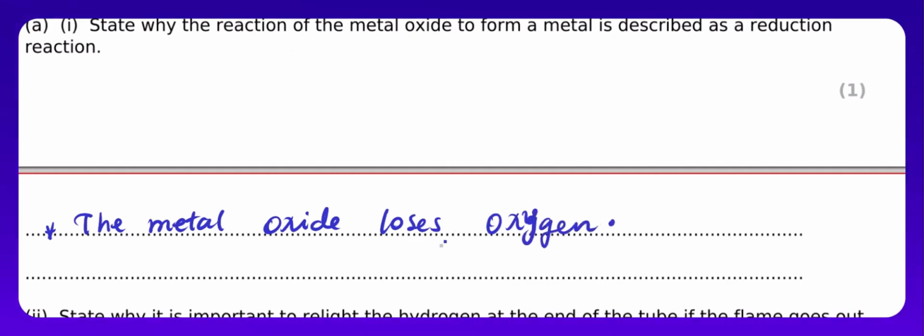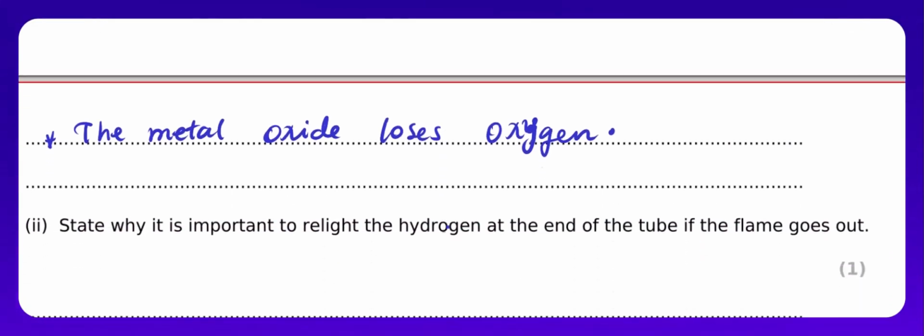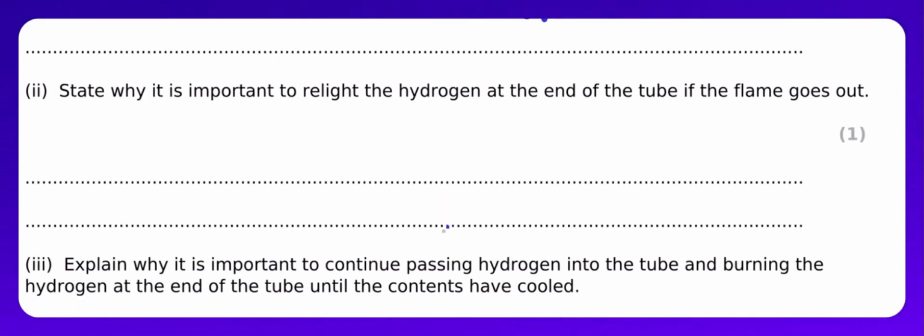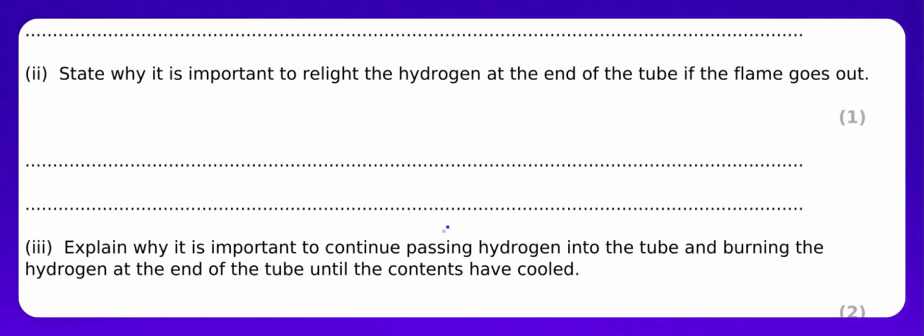So basically, this is an act of reduction. So we've answered the question. The second question: state why it is important to relight the hydrogen at the end of the tube if the flame goes out. So remember, hydrogen is highly flammable. So to avoid an explosion, it's better for you to relight it to ensure that there is no explosion.